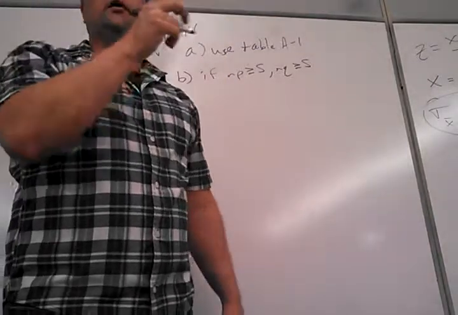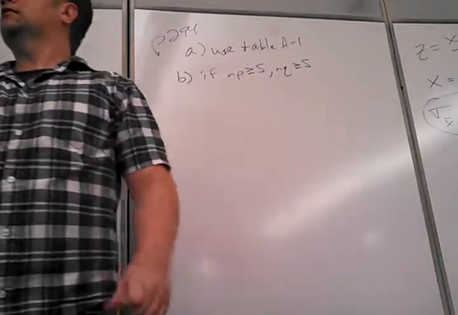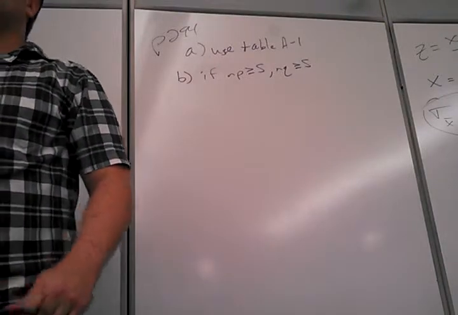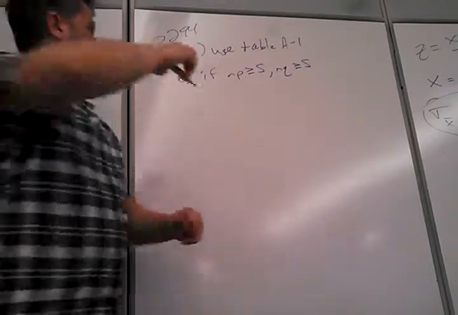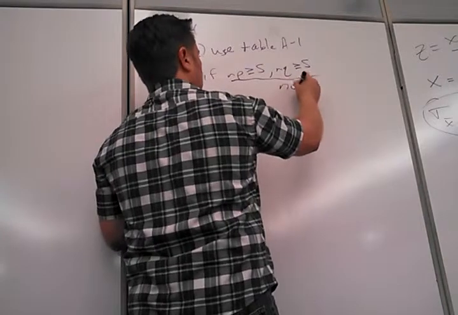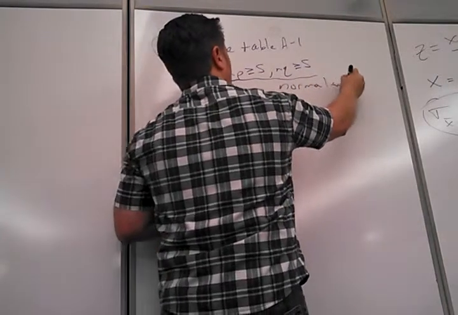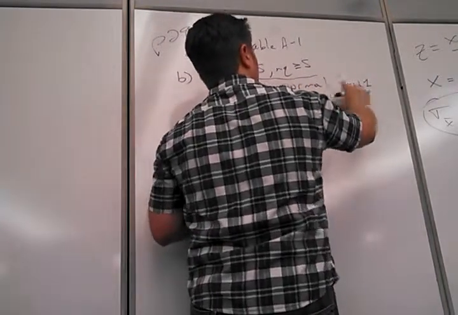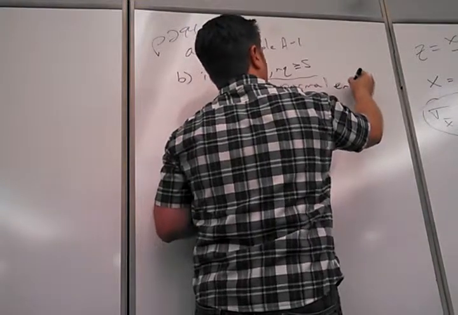It's normal enough. I like it. If you just say normal, I'm cool with it. But this would mean that it's normal enough. Normal enough to do what? Good. To use z-scores to look up probability.